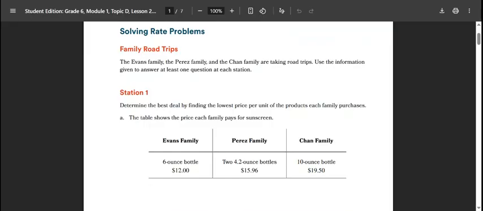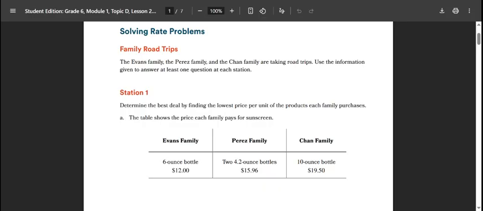So I'm just going to go through station 1 and station 2. And then you guys can work the rest of the stations on your own. Station 1 says determine the best deal by finding the lowest price per unit of the products each family purchases. So in this station, we're finding unit rate.